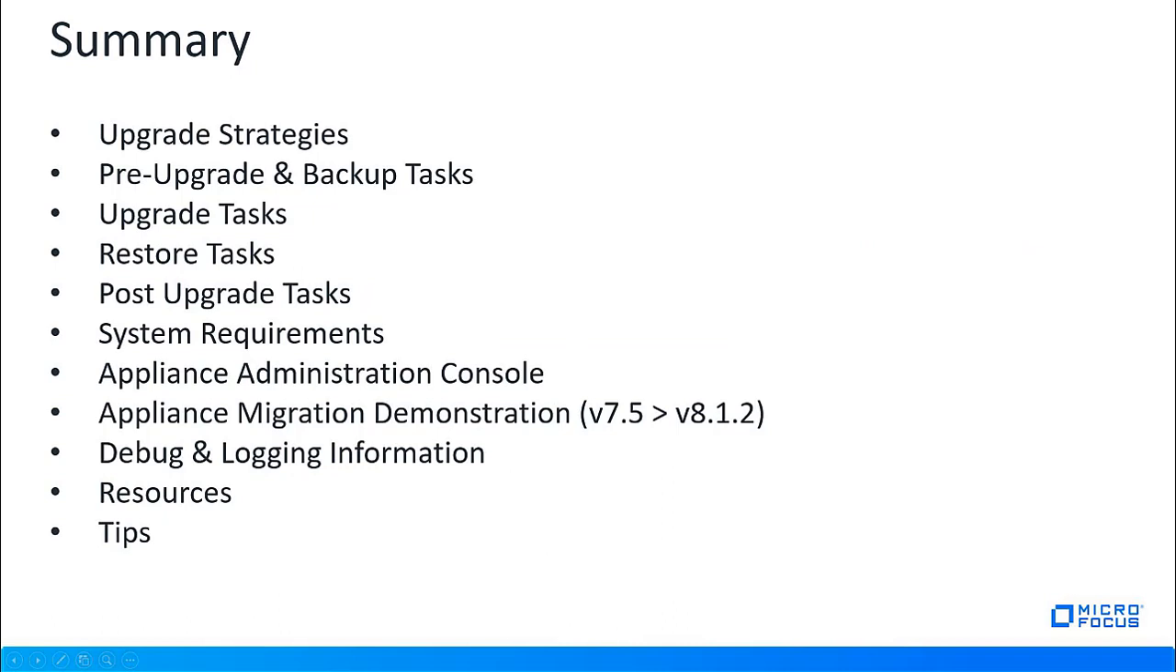And in summary, we've talked about some upgrade strategies, some pre-upgrade and backup tasks, the upgrade tasks themselves, and then restoring some of those customizations and post-upgrade tasks. Remember to double check those system requirements, and those tables were listed here, and they're also in the cookbook. Appliance Administration Console is there to administer the OS and Service Desk for the Common Appliance Framework. Appliance migration demonstration was performed from version 7.5 to version 8.0. Debug and log information with TIDs and resources and links and tips were all discussed.